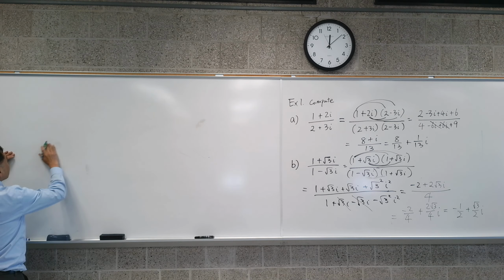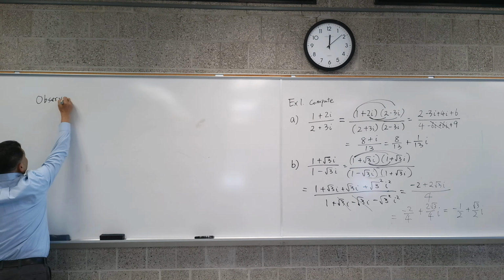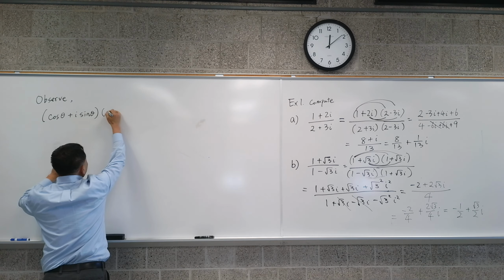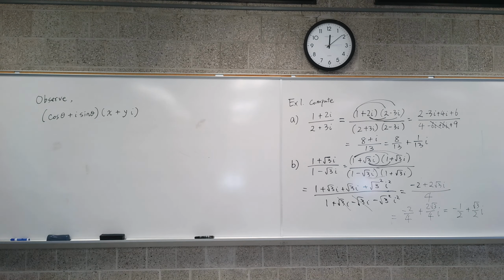All right, so now, observe, if you have cosine theta plus i sine theta multiplied to x plus yi, you end up finding something that you've seen before. Actually, something that you've seen in the last class.